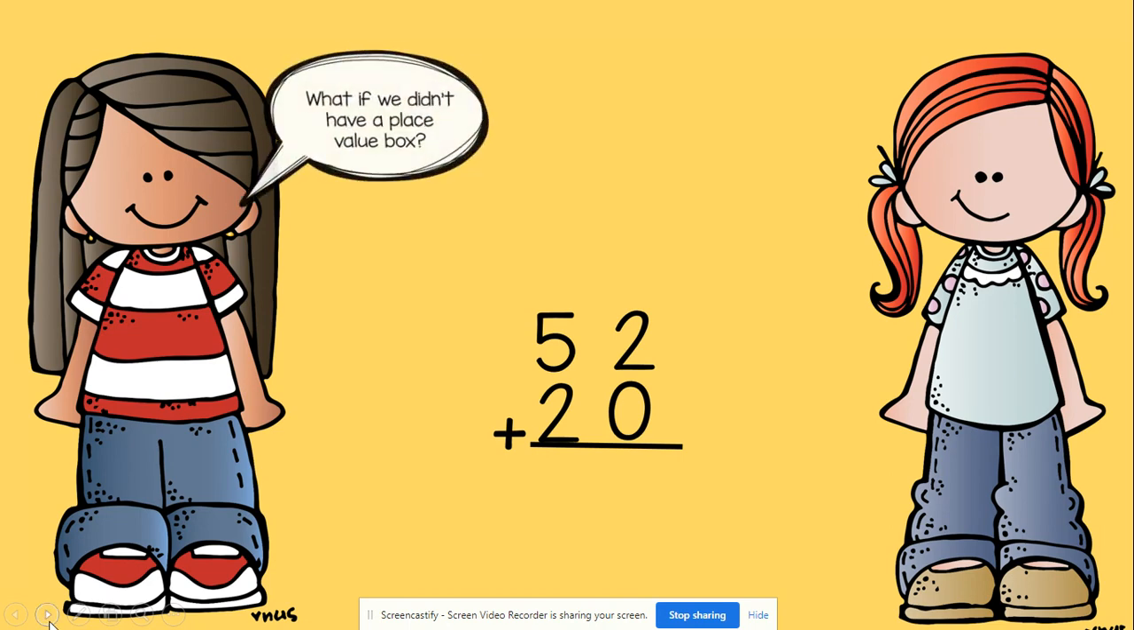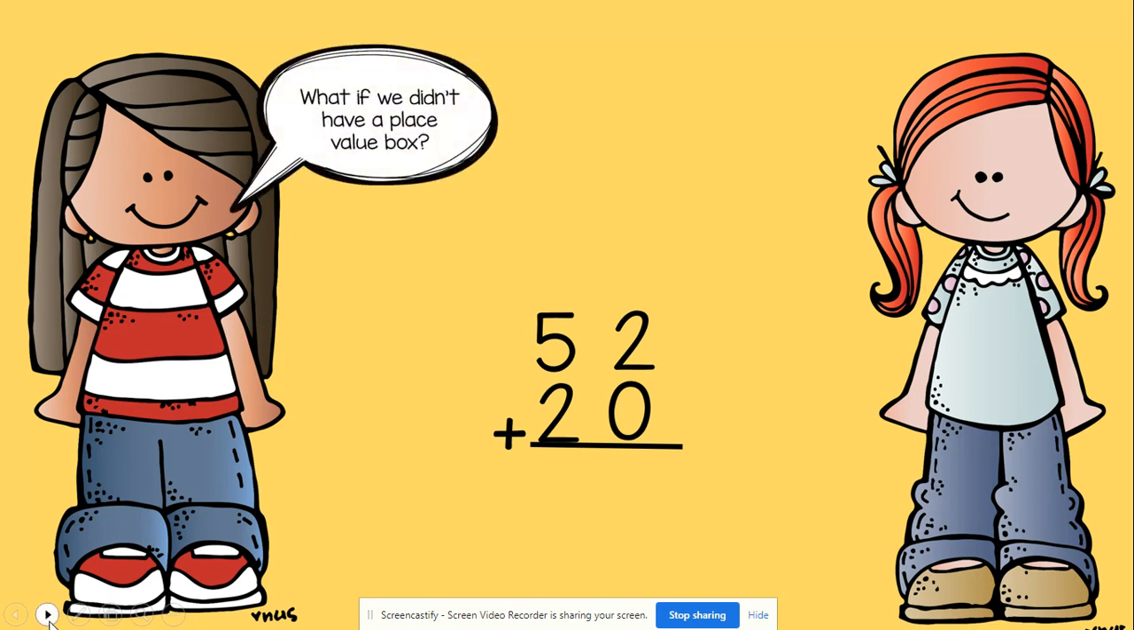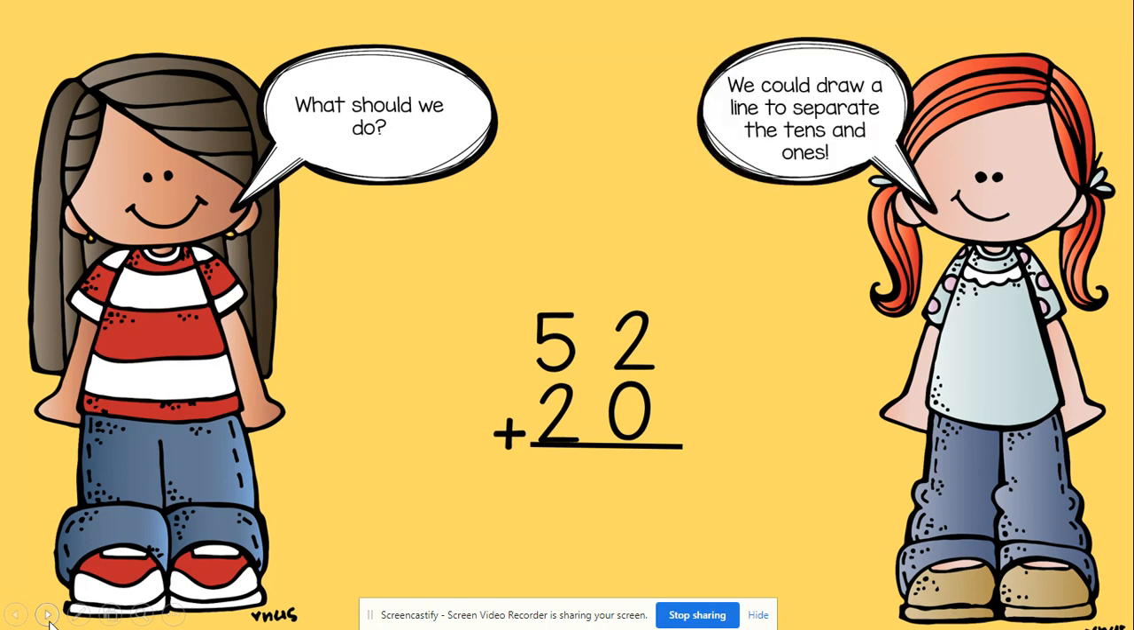Now we're going to do it without the cubes. Remember, it's the same thing. If we don't have the place value box, it's still the same. What should we do though? We need to draw a line to separate them. Okay, so I want you to draw this just like this, 52 plus 20, and draw that line down the middle.